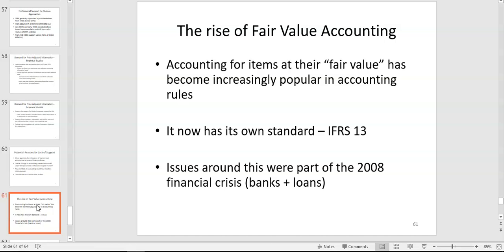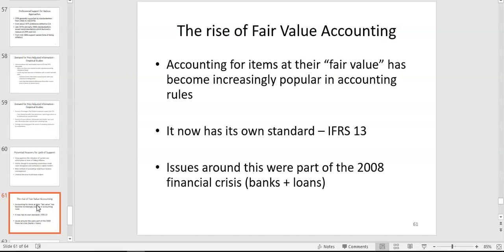And that was very relevant around the 2008 financial crisis, where a lot of banks had loans that were held at their historical cost, but they were actually overvalued because their true value, their fair value, was much lower because a lot of those loans were in arrears and impaired.